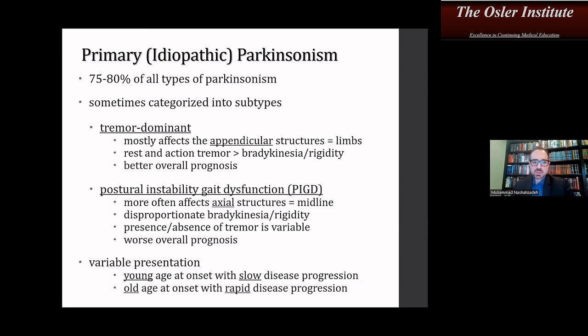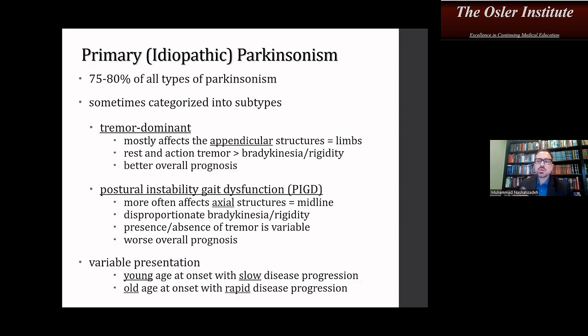So a little bit more focus on primary or idiopathic Parkinson's disease. Again, 75 to 80% of all Parkinsonian types, but sometimes Parkinson's disease itself can be categorized into subtypes. Probably one of the more famous ones would be tremor dominant Parkinson's disease. And so this is sort of what a lot of non-neurologists think of with Parkinson's, where you have rest tremor, usually affecting the limbs or appendicular structures rather than the midline axial structures.